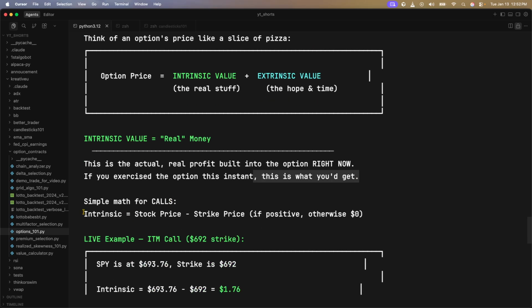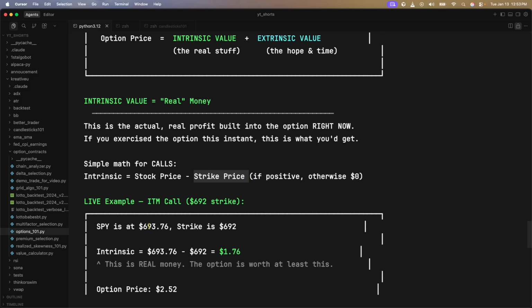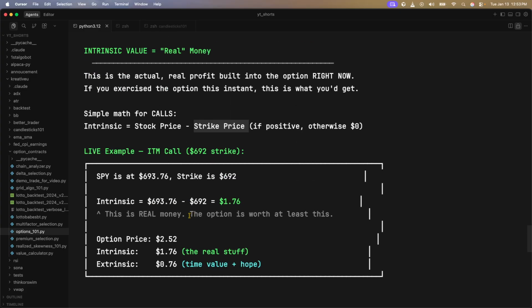Simple math, and I want you to remember this because maybe you'll see it later. Intrinsic equals the stock price minus the strike price, if positive, otherwise it's 0. So, a live look at SPY 692, right? This is going to be an in the money contract, because SPY is at 693, already at or a little bit deeper in the money.